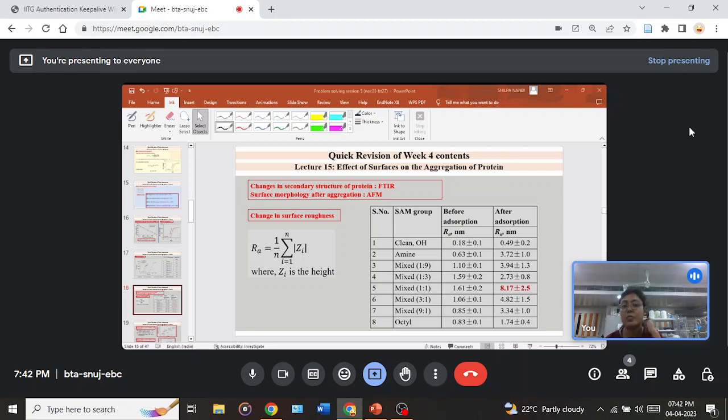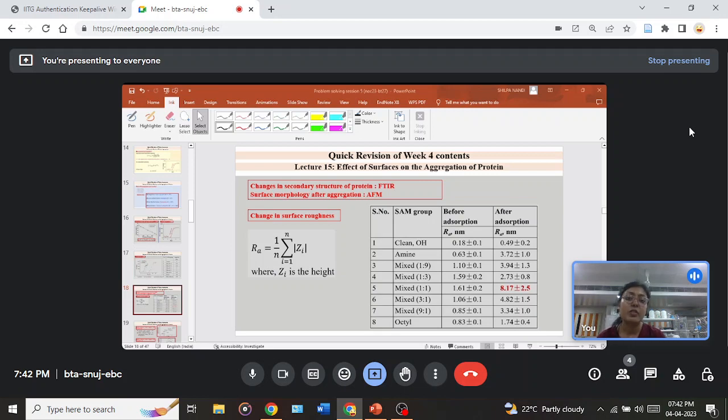Through atomic force microscopy, we can see the surface morphology after aggregation as well as before aggregation. So you may analyze both the before and after aggregation pictures, look for the surface morphology changes after aggregation, and basically compare both of them.